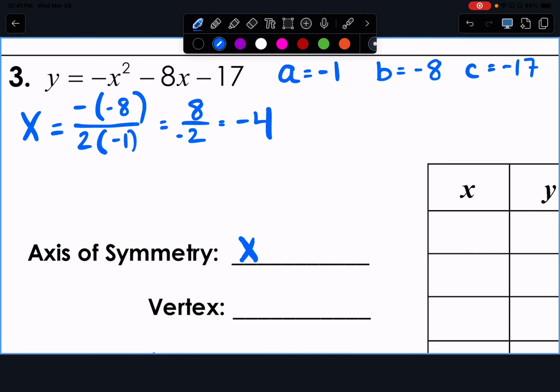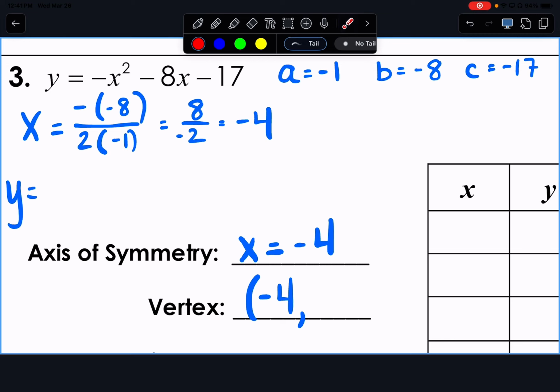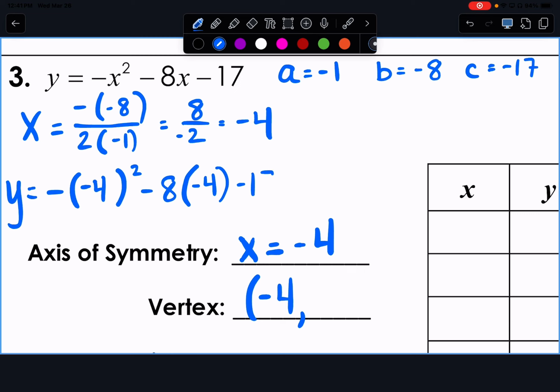because that tells us x equals negative 4. And it tells us the x coordinate. So we're going to do y equals. This has a negative in front, so that negative has to stay in front. Then do a parentheses. What do I plug in for a or for x? Negative 4. Minus 8, but instead of x, we need to plug in negative 4. And then we have minus 17.